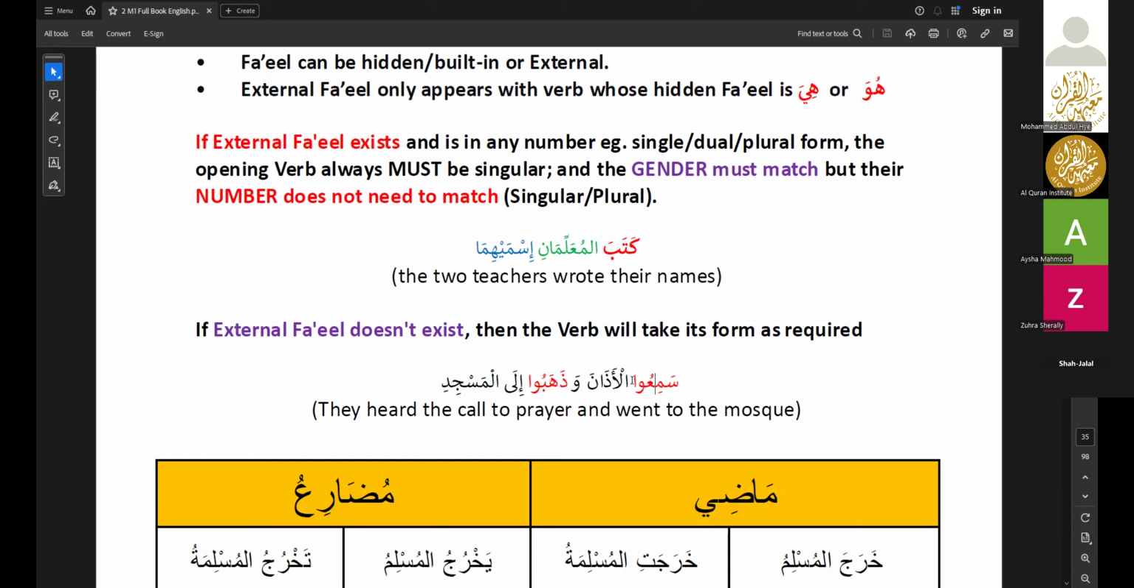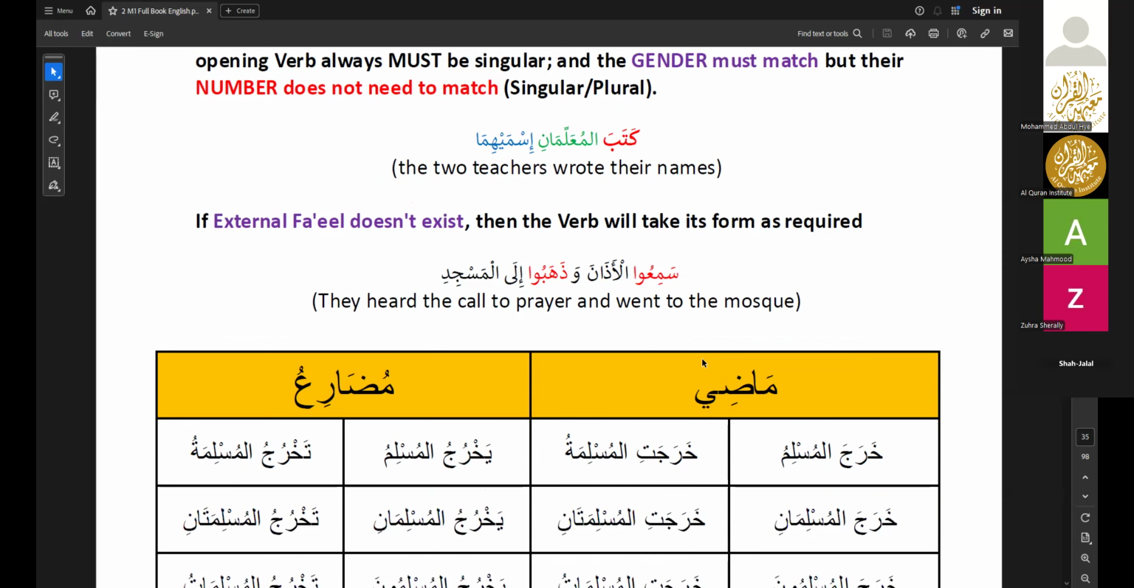Okay. So if there is no fa'il, so that means that... Yeah, there is no fa'il, so what do we match? We don't have anything to match anyway. Yeah, this is the line.